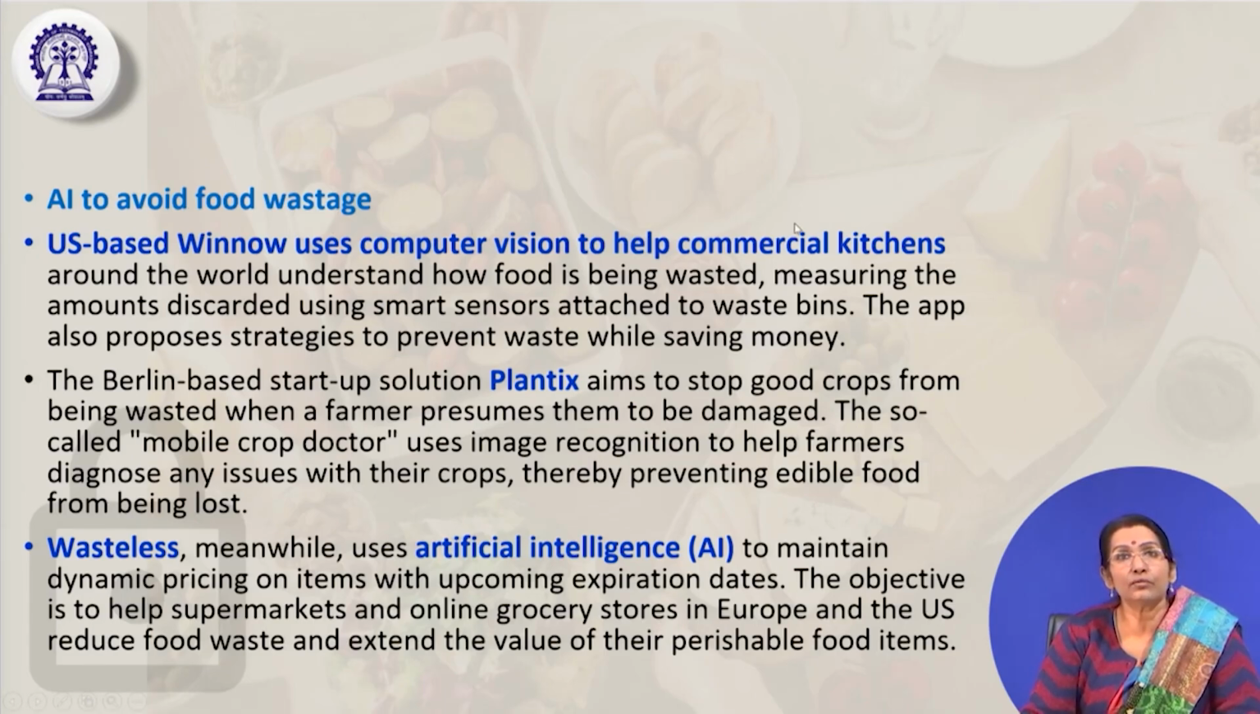So they guide these commercial kitchens, who produce large quantities of food around the world, giving them suggestions and strategies on how food is being wasted and how to minimize it. Similarly, a Berlin based startup solution, Plantix, also aims to stop good crops from being wasted and damaged. For example, due to sudden rain or sudden climatic change, how to restore our food crops from being wasted.